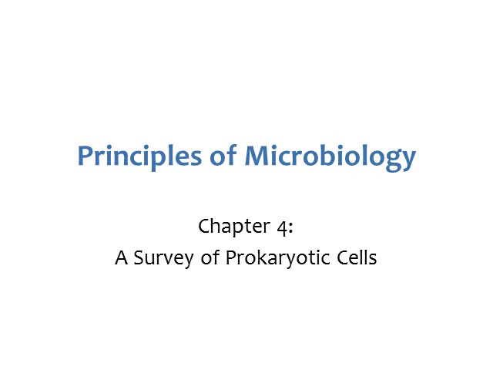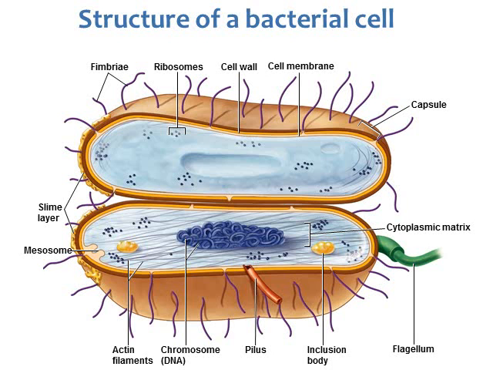This is part 2 of 3 on chapter 4, a survey of prokaryotic cells. In the first part of this chapter, we looked at what a prokaryotic cell is, and we compared it to a eukaryotic cell. And then we focused on the structures that are external to the plasma membrane. So we talked about the different appendages, and then we talked about the different types of glycocalyx that a bacteria cell can have.